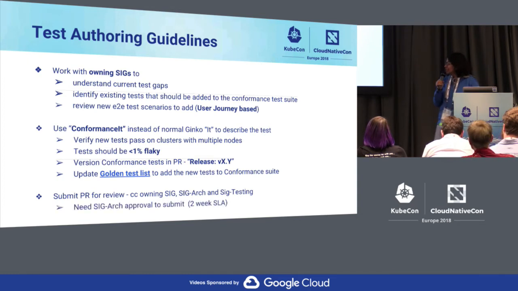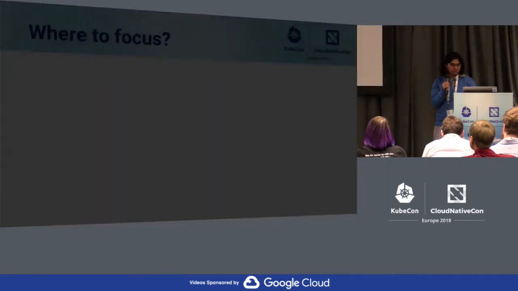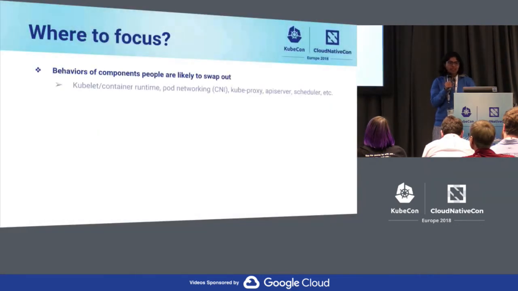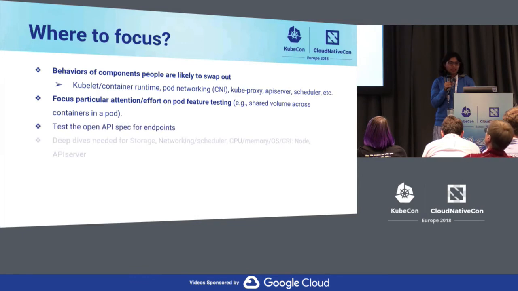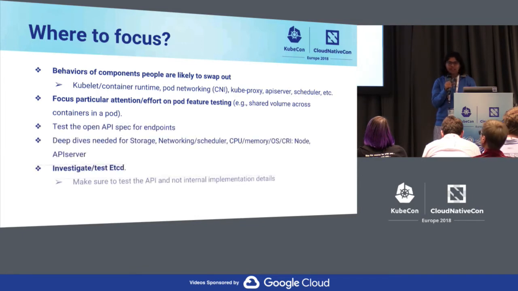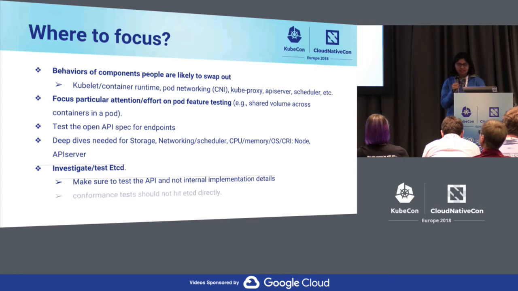And two weeks is the SLA for reviews. And where to focus, basically, these are some overall guidelines for where to focus attention. The key APIs are very important, but focusing on behaviors that are likely to be swapped out, focusing on pod feature testing and the OpenAPI spec. Deep dives are needed for certain SIGs and certain applications as well. And making sure we test etcd at a holistic level, at the API level, and not internal implementation details. Tests shouldn't be hitting etcd directly.